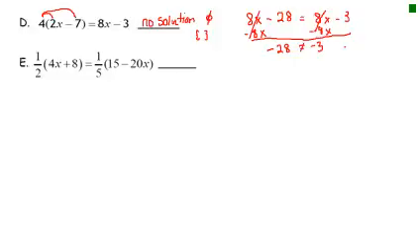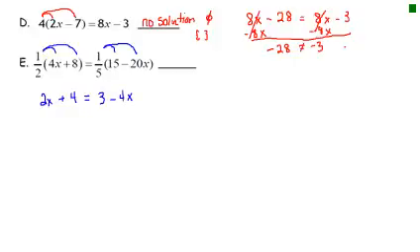Okay, next one, letter E, we're going to distribute here. So remember, we take our whole number 4, multiply it by the numerator, divide by the denominator. So 4 times 1 divided by 2 is 2x, or you can also just say half of 4 is 2. And then 8 times 1 divided by 2 is 4, or half of 8 is 4. And then over here, we're going to distribute that 1/5. 15 times 1 divided by 5 is 3. Negative 20x times 1 divided by 5 is negative 4x.